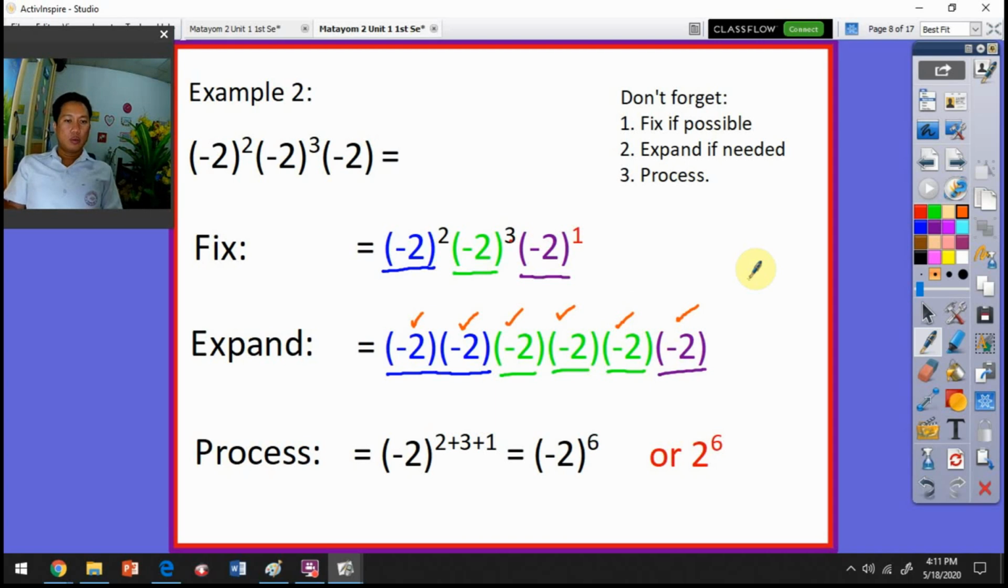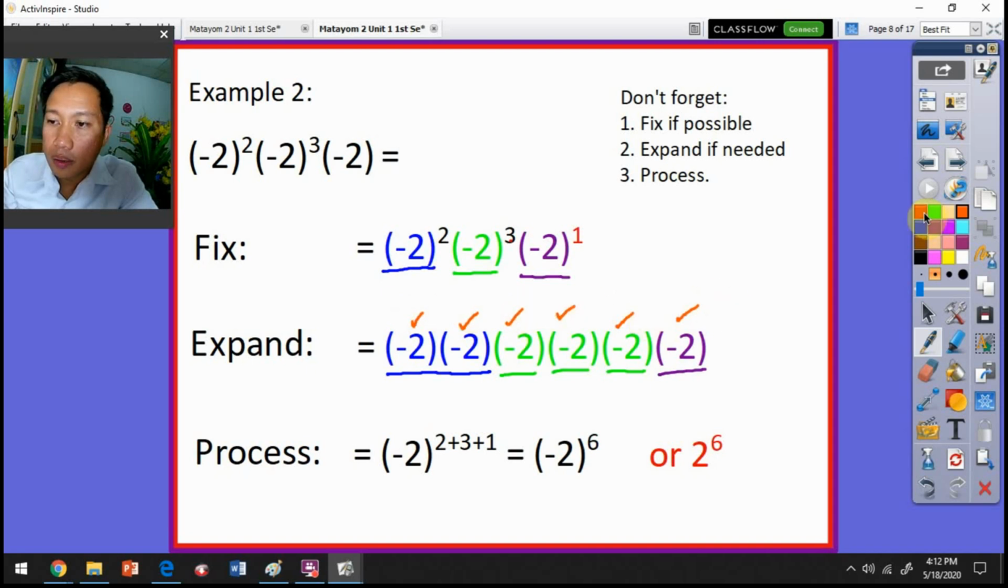So it's the same thing based on what we learned. The exponent tells us how many times the base repeats. So we have negative 2, negative 2, negative 2, and so on: 1, 2, 3, 4, 5, 6.